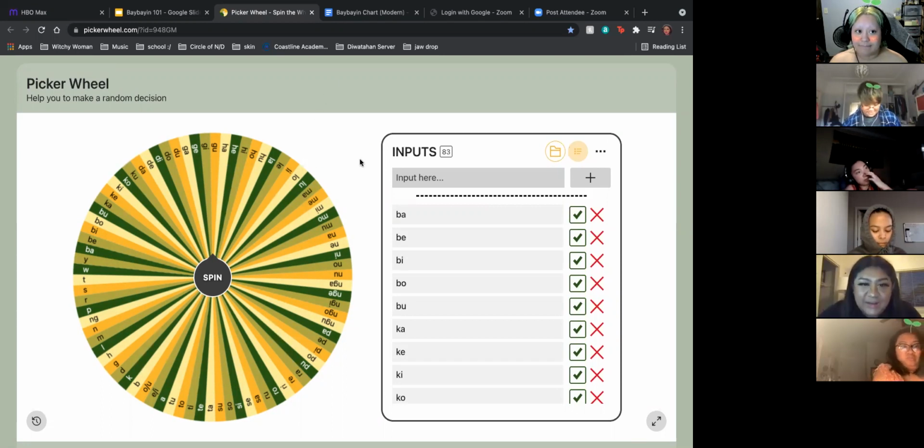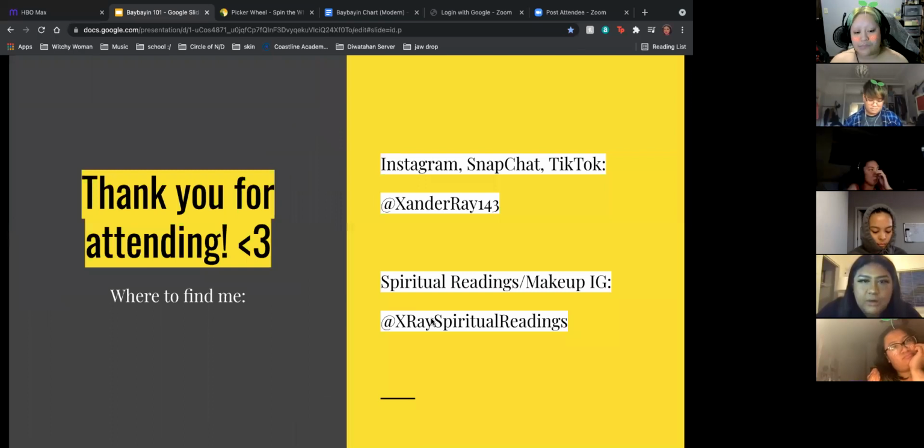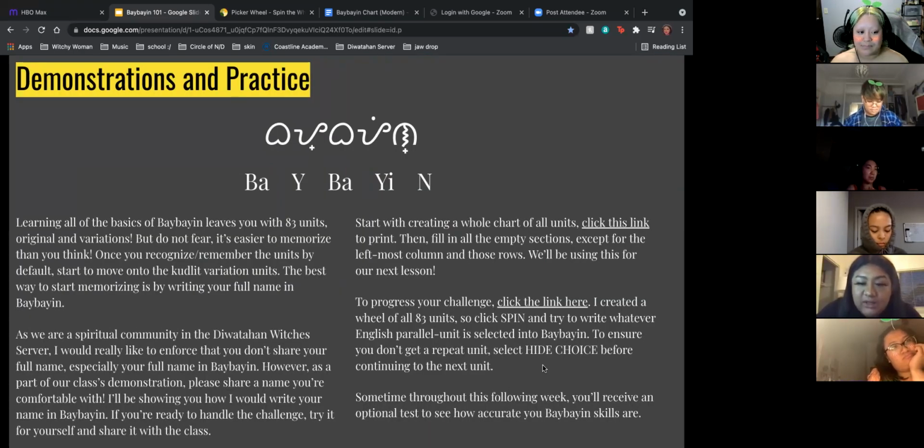And if you get to them, like you're ready for modern advanced Baybayin. But oh crap, do remember to select hide choice before you go on to the next unit. Otherwise, it'll pop up again in your next spin probably.